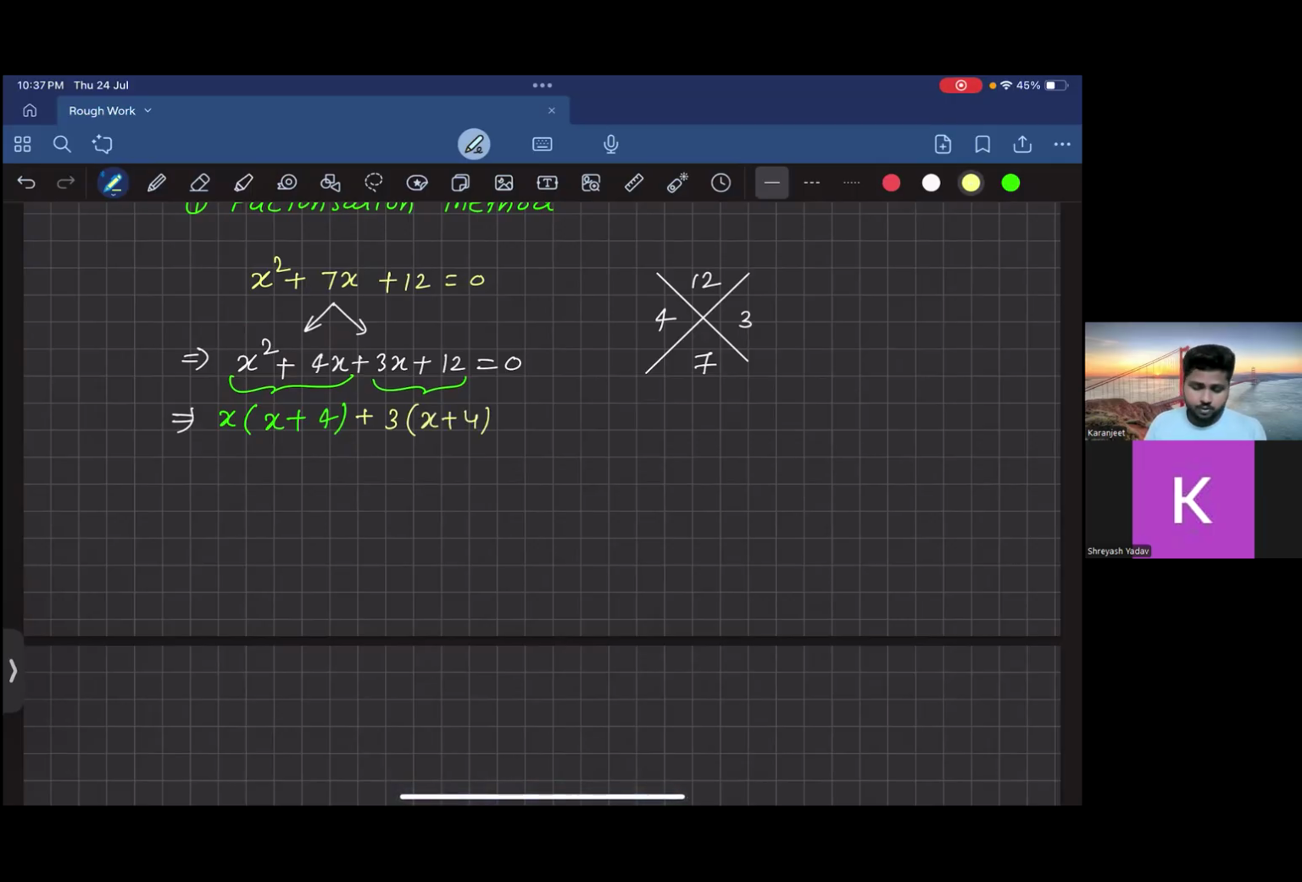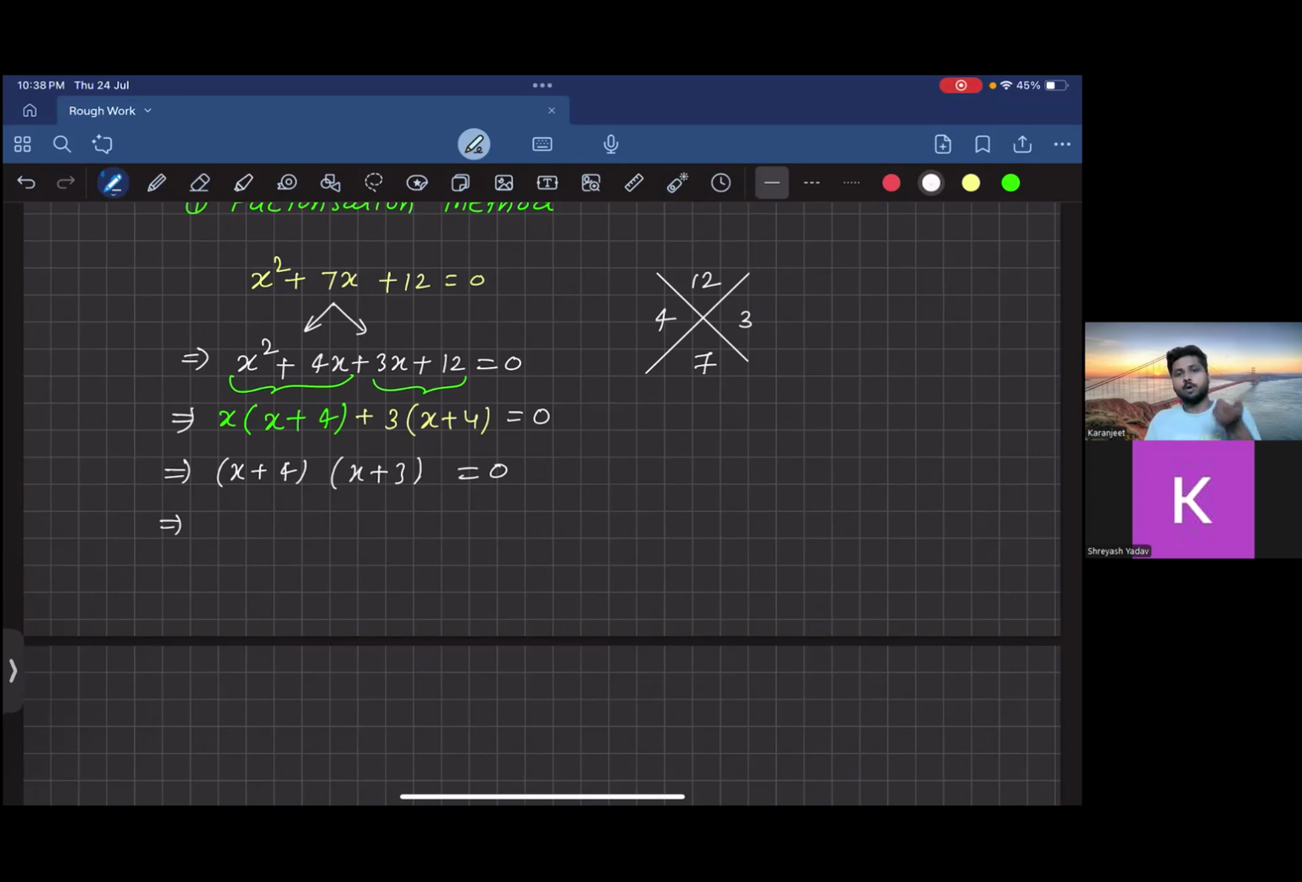Understanding? 3 into 4 is 12, therefore x plus 4, and it is equals to 0. Now just observe the two brackets, x plus 4. These are equal or not? If it is equal, students, then only we are going correct. Otherwise, it is wrong. So now again, I will take this same term common. Then we get x plus 3 equals to 0.